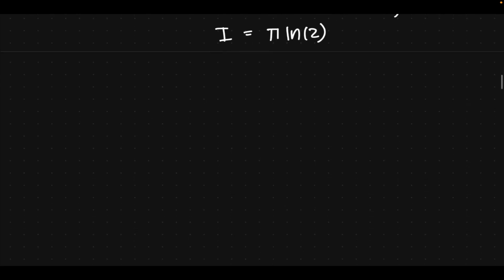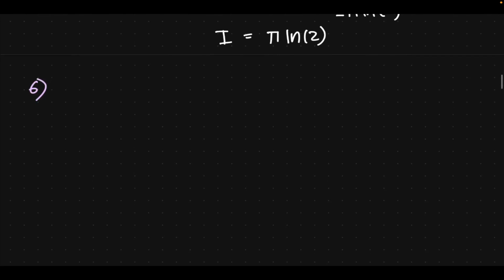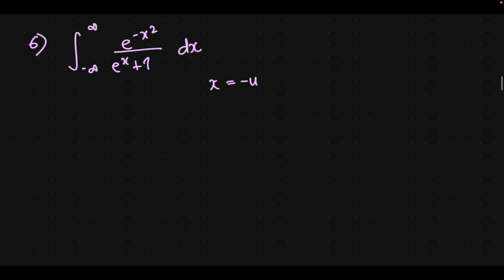Let's do another one now. 6. Integral minus infinity to infinity. So the entire range, e to the minus x squared over e to the x plus 1 dx. Now, we can try using the negative symmetry. So x equals minus u will actually give us integral minus infinity to infinity, e to the minus u squared over e to the minus u plus 1 du.